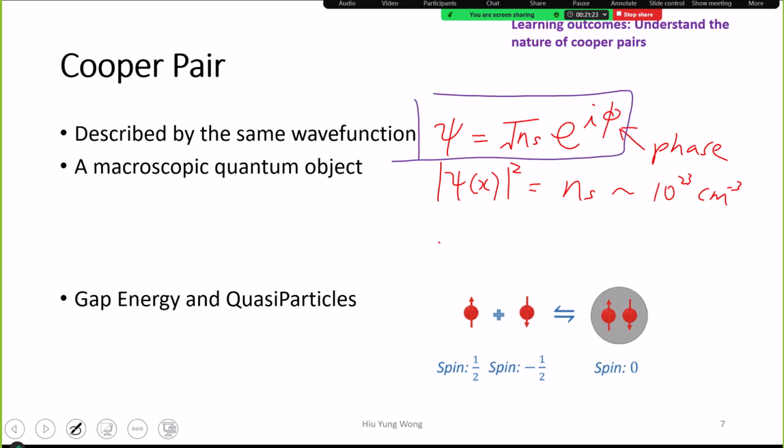This is the wave function of the whole object. So now you give them a metal, and it is in a superconducting state. If it is not transporting, no current, I can use this equation to describe the electrons pretty well. That's the first thing. And that's why we say this is a macroscopic quantum object. Is that okay? Now, here I have a better picture, right? We say that, okay, spin half plus spin minus half becomes spin 0. This is the electron. And this becomes the Cooper pair.